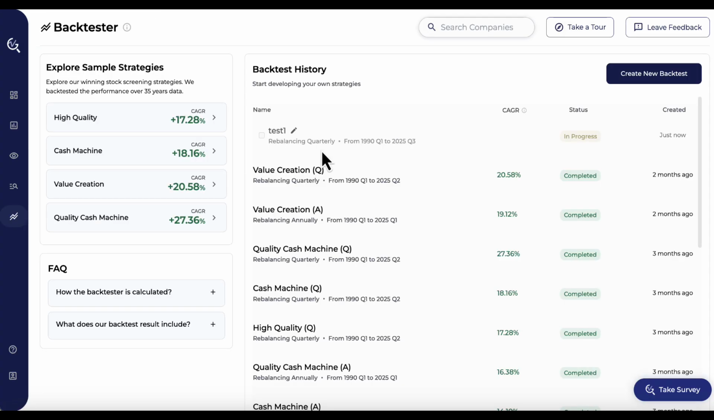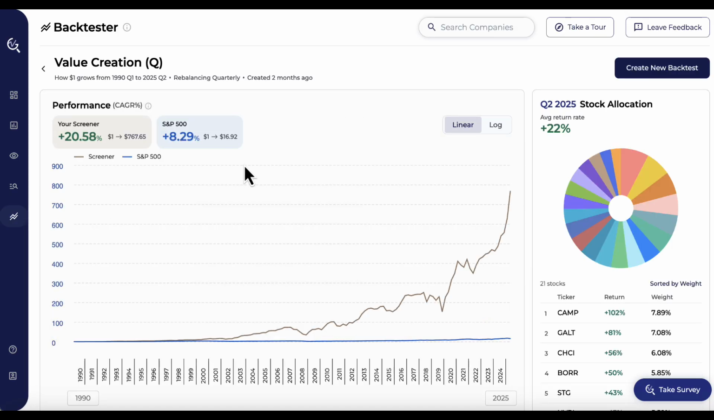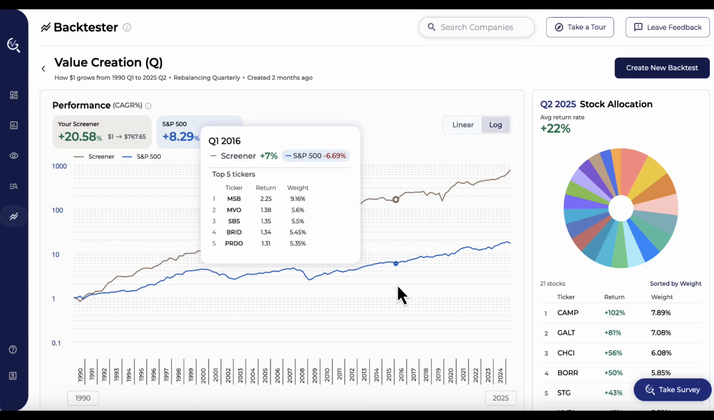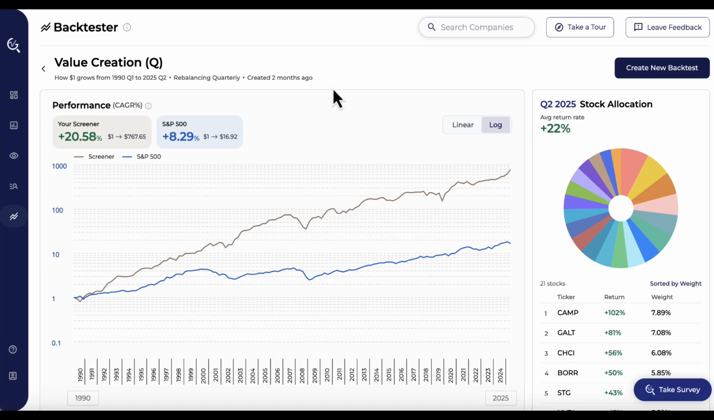So let's take a look at one that we already ran before. This is the value creation yield. We could see how it did. So the S&P 500 here, about 8%, and the value creation yield strategy over 20%. That's shown in brown here versus the S&P 500 in blue. And we can see very clearly on a log scale how this crushes the market.